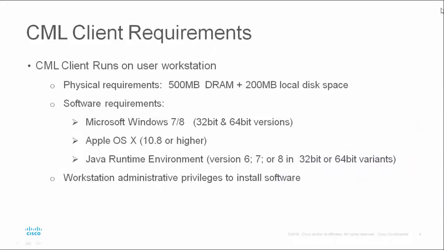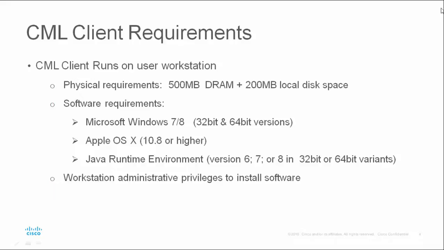The CML client runs on workstations based on Microsoft Windows or Apple OS X. The workstation must be fitted with a minimum of 500 megabytes of DRAM and needs 200 megabytes of local disk space. For Windows workstations, the client software runs under Windows 7 or Windows 8, with 32-bit and 64-bit variants available. Apple OS X machines require version 10.8 or higher.